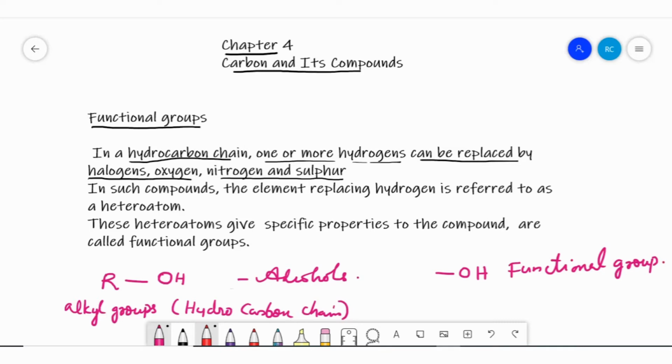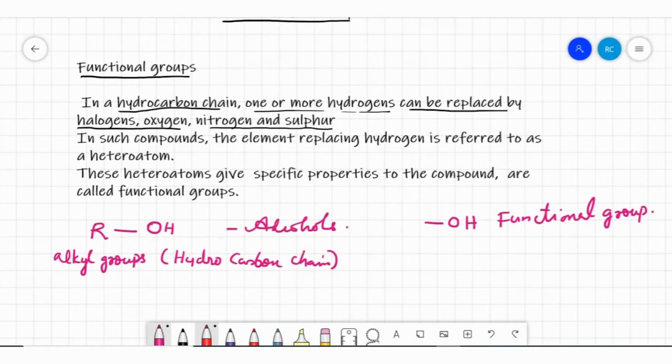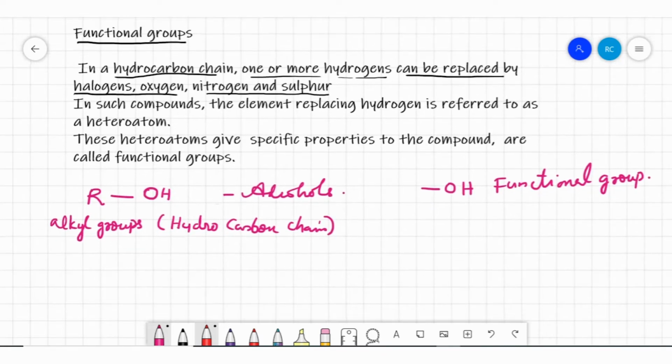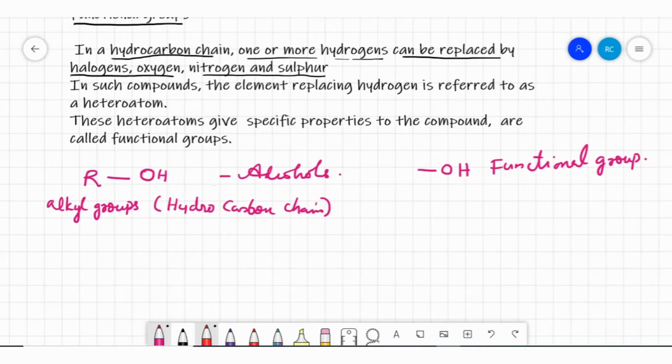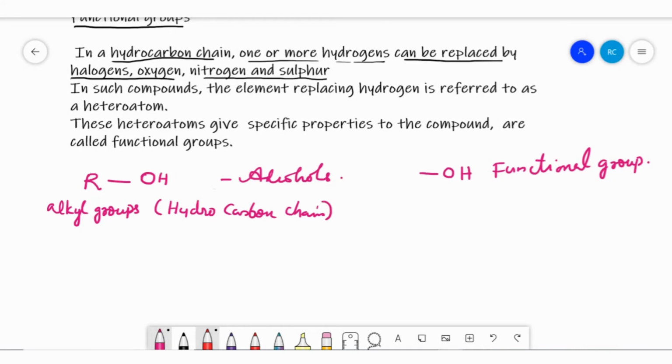You can substitute any heteroatom into an alkyl group, and you will automatically get different types of functional groups. Here, in this alkyl group, I substituted an OH group. So this OH group is called the functional group.